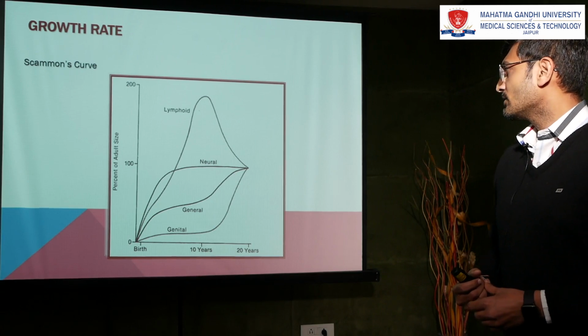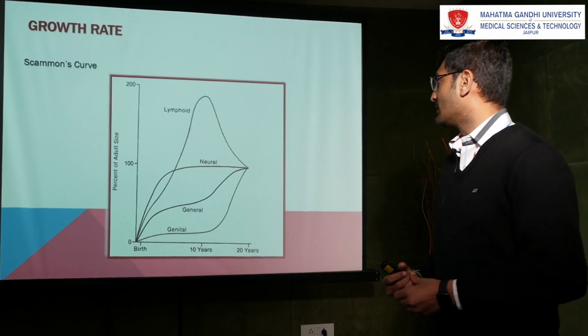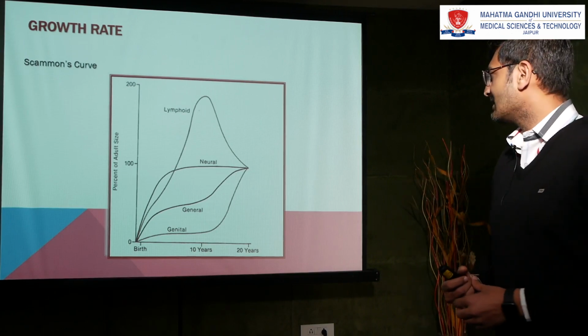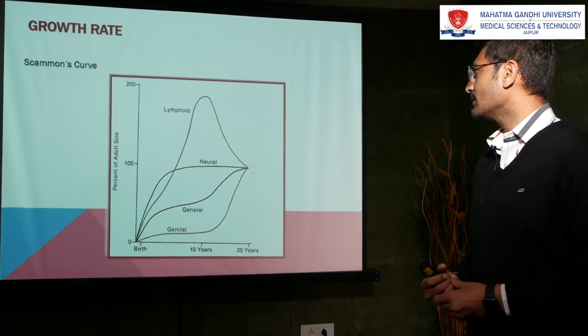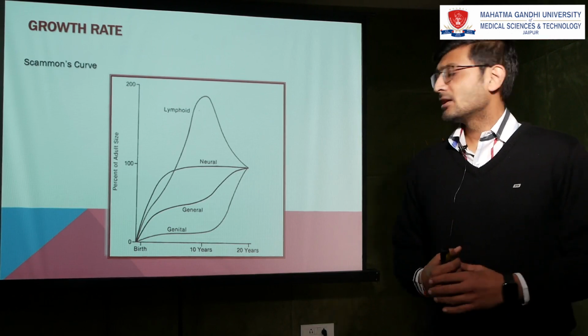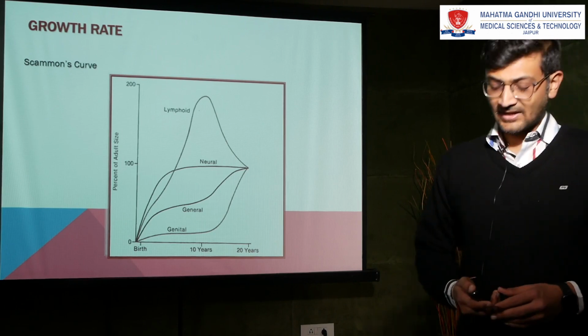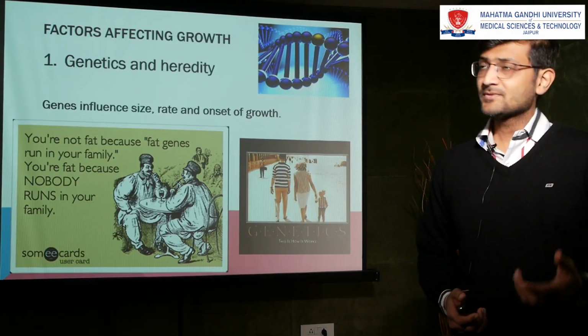The general body curve follows an S-shaped growth curve, in which there is an increase, then a plateau, and then again an increase up to 20 years. And genital growth initially is low, but after 10 years it gains momentum and up to 20 years reaches its final position. So what are the various factors which affect growth?